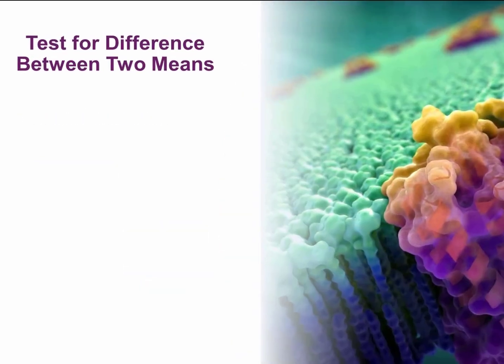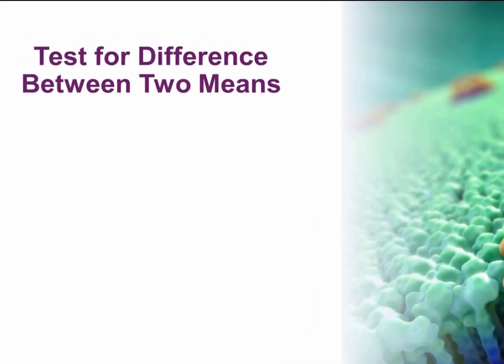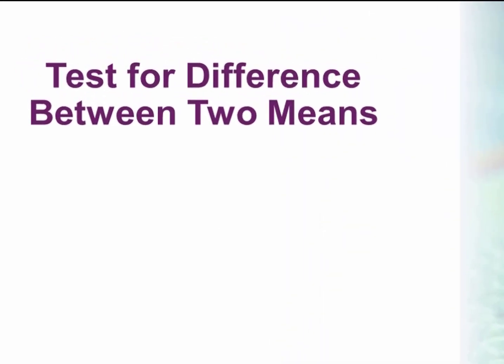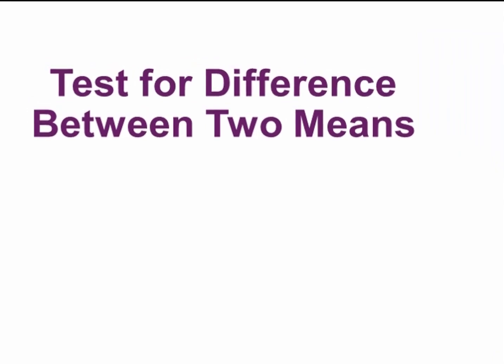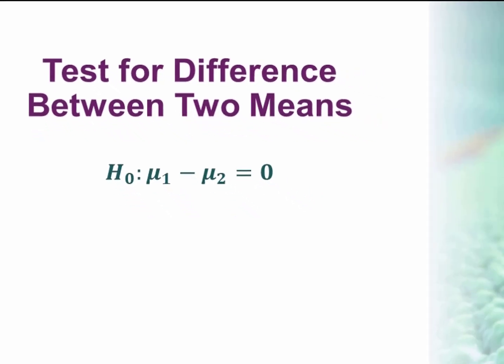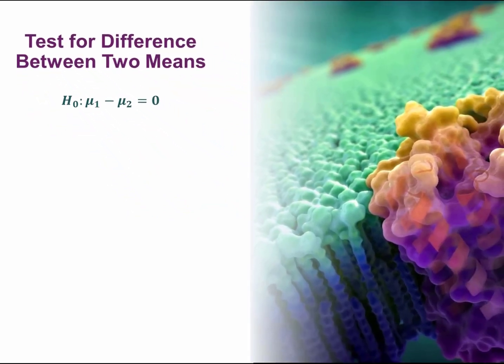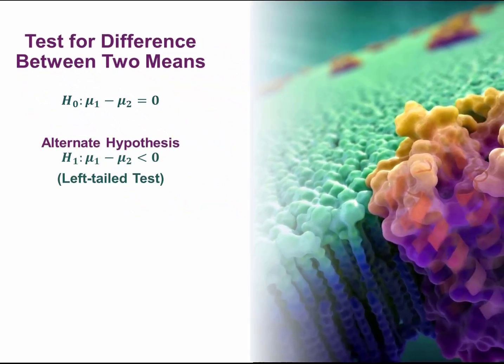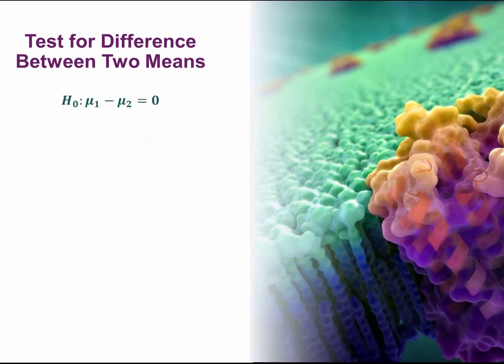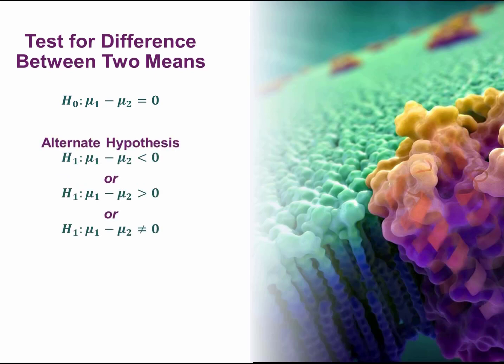Let's say we want to compare the means of two populations, like the mean glucose concentration in pre-diabetic patients versus other patients. We'll base our hypothesis test on the difference between the means. The null hypothesis is H0: mu1 minus mu2 equals 0. And the alternative hypothesis can take one of three forms, where we have a left-tailed test, a right-tailed test, or a two-tailed test. Note here that the null hypothesis states that the two population means are equal, while the alternative hypothesis indicates the possible relationships between them.